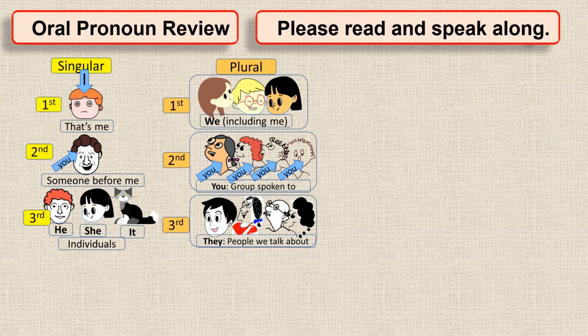If this is not properly taught and understood from the start, learners in later grades will have gaps and that will lead to confusion. So we have two sets here. We have a singular set of subject pronouns, first, second and third person. We have a second set of subject pronouns, first, second and third person.